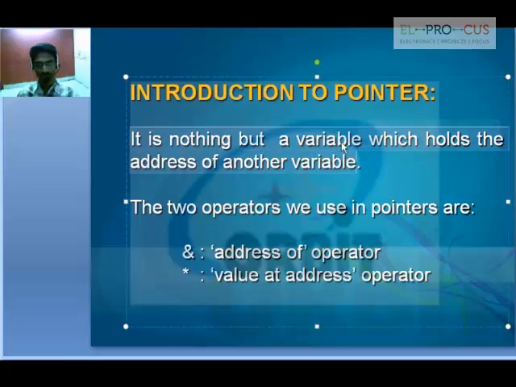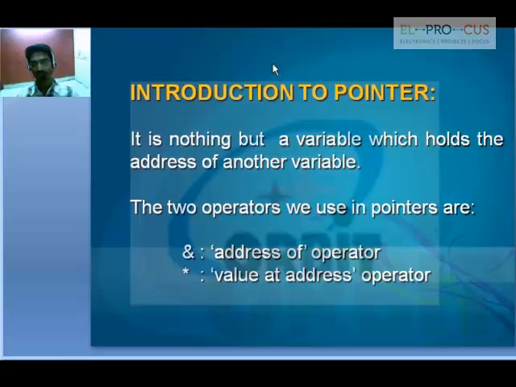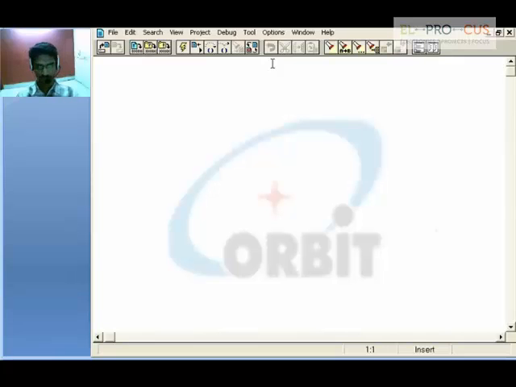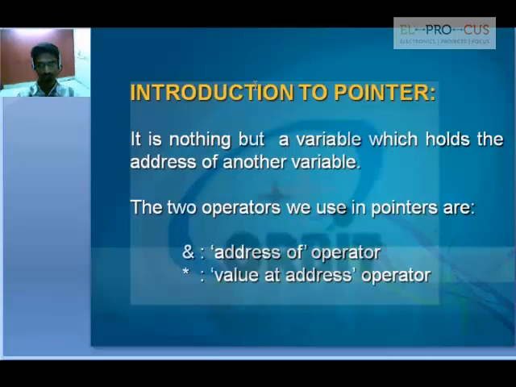So you can treat the pointer as also a variable, as we used to say, int I. Now we call I a variable of type int. Likewise, pointer is also a variable, but it holds the address of another variable. Now what do we mean by address of another variable?